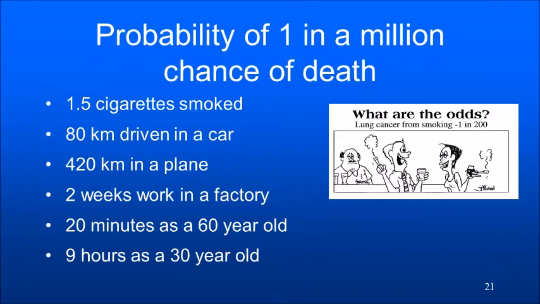I'm sure this is much more in India. If a person flies 420 kilometers, there could be one death in a million. And you know that flying is the safest mode of travel. Two weeks of work in a factory could result in one death in a million. Twenty minutes just living as a 60-year-old, I belong to this category, there could be one death in a million. Nine hours just living as a 30-year-old could result in one death in a million.